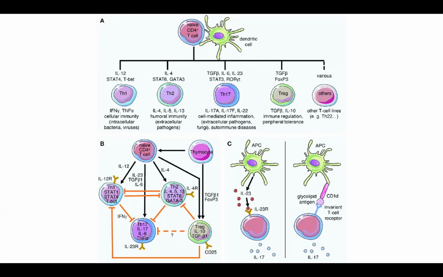Now, why is that important? The T helper cell 1 is going to help with fighting viruses and intracellular bacteria, intra meaning inside the cell. So this is going to be important for cells that have been infected by viruses and bacteria. If you have a low count of T helper cell 1, then you're going to have problems fighting bacterial infections and viruses.